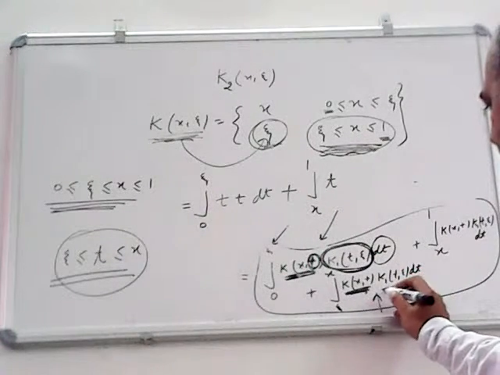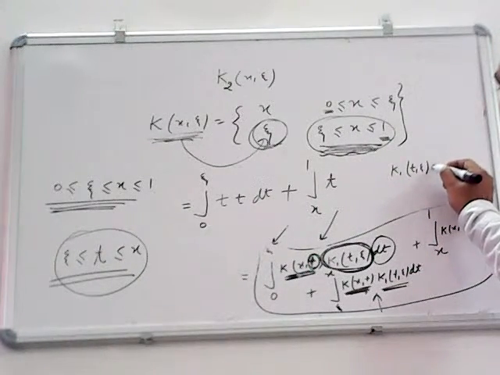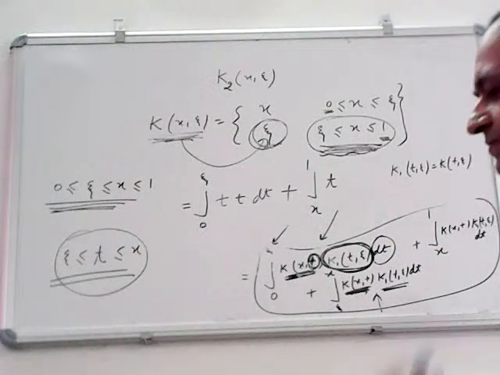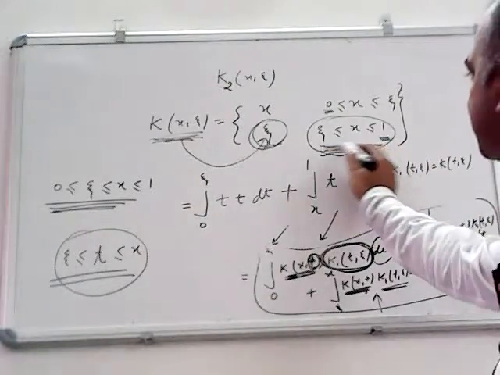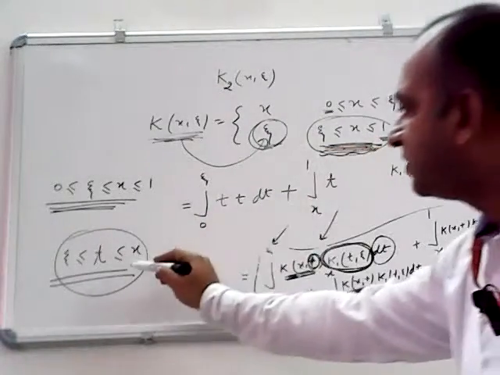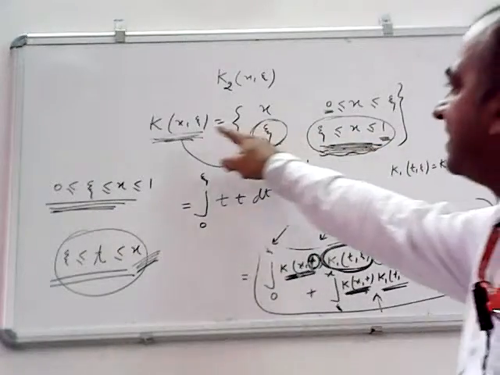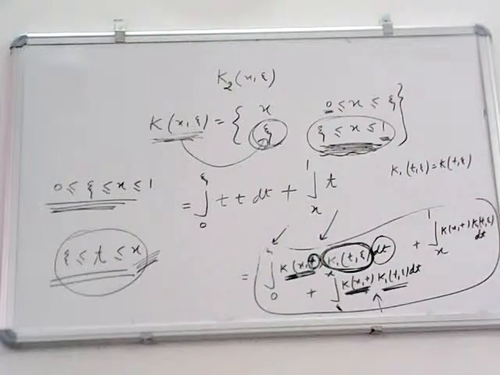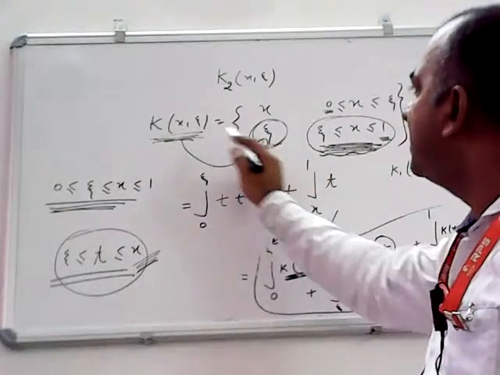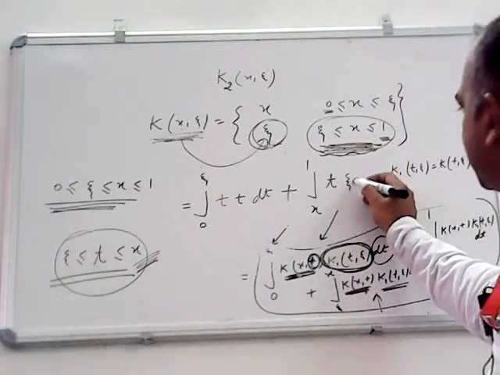Now the value of k1 t comma xi, that will be k of t comma xi, and we are discussing this particular case, because you can see in the second integral t is less than or equal to x but greater than or equal to xi. So xi is less than x. So if xi is less than x, then the value of k of x comma xi will be xi. So you can see that t comma xi. So if the value of x comma xi is xi, so t comma xi will be xi. So we have this value as xi. Then dt.